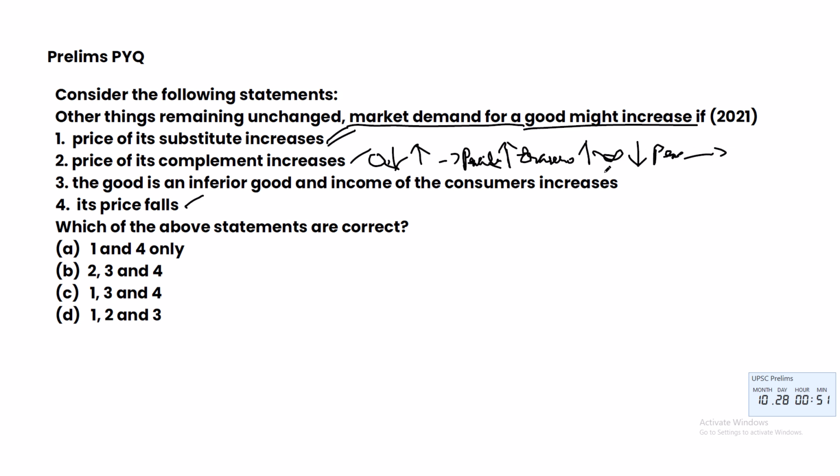The good is an inferior good and the income of the consumer increases. Just because the income of the consumer increases, if the good is an inferior good, the market demand will not be much for it. So this is wrong. And its price falls: yes, the demand for a good might increase if the price falls. So eventually the option will be A.